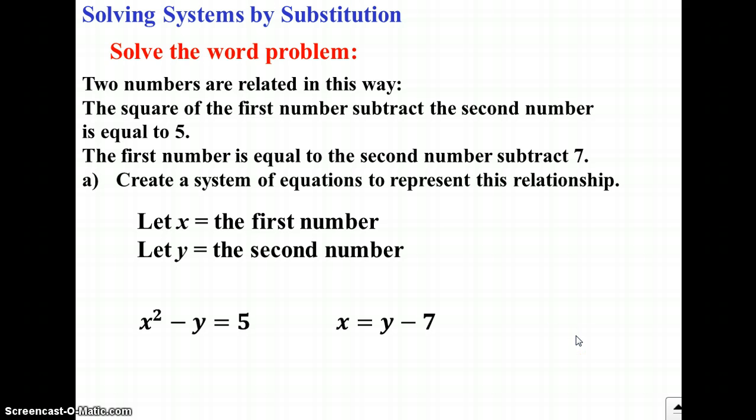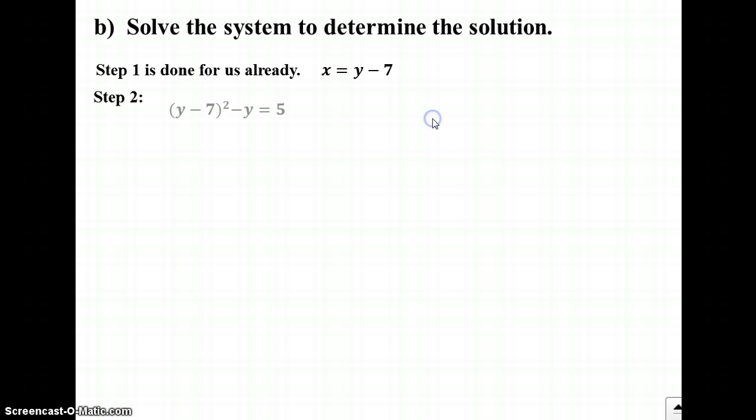I now want to solve it. So use that system, solve the system. So again, step 1's done for us. We're told that x equals y − 7. I'm going to take this expression for x, y − 7, and substitute it into that first equation, x² − y = 5, but x is now y − 7. So I plug it in for x. So instead of x² − y equals 5, I get (y − 7)² − y equals 5. I now have one variable in one equation. I can solve for y.